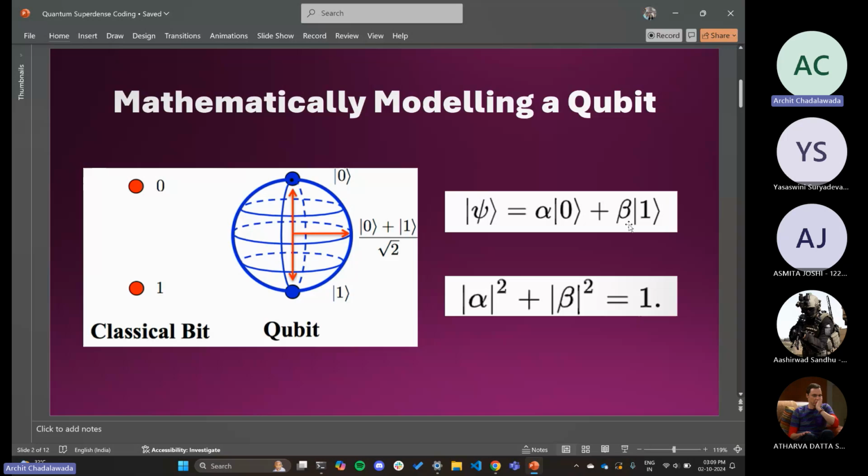And we can naturally see that the probability of measuring 0 is the square of the magnitude of this alpha coefficient, and the probability of measuring 1 is the square of the magnitude of this coefficient beta. And obviously, the sum of these probabilities must satisfy a normalization condition of 1, because the qubit, whenever it's measured, must only collapse to a state of 0 or 1.